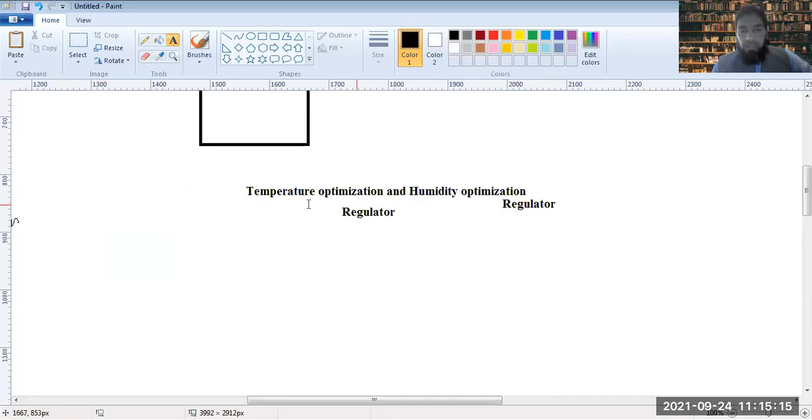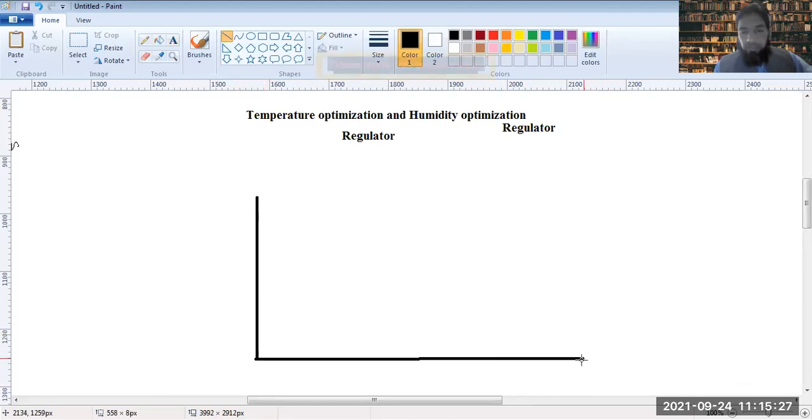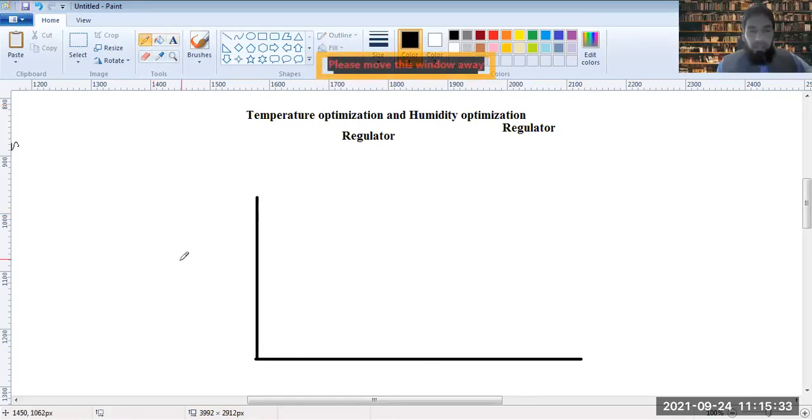Serves as temperature regulator as well as the humidity regulator in both conditions. Thereby, if you have a graph between, this is loss of water happening.